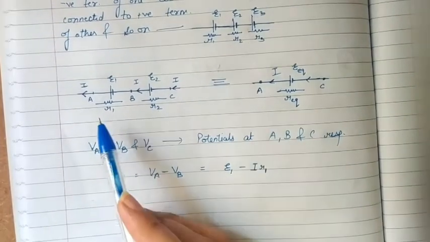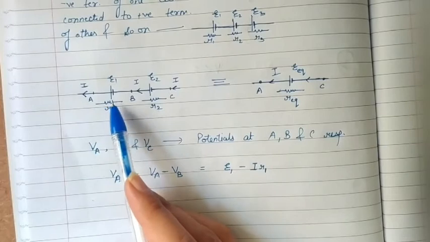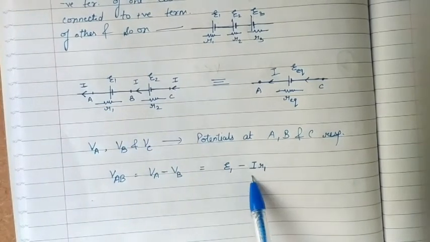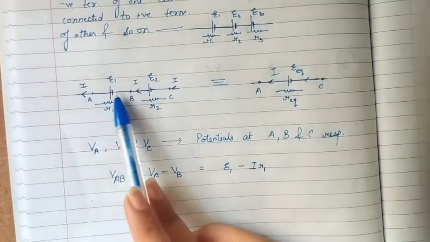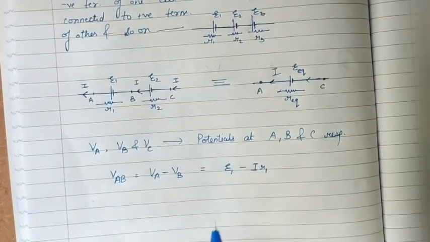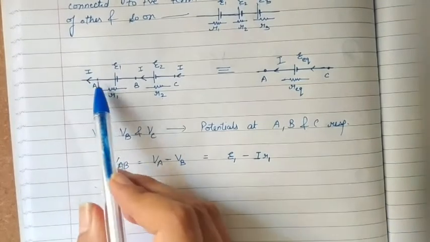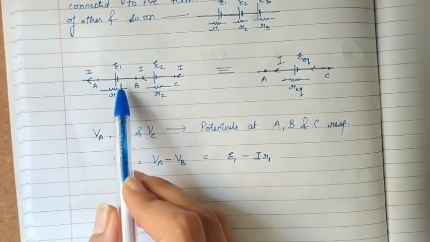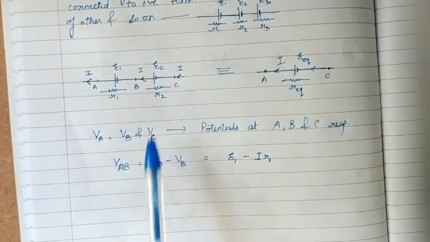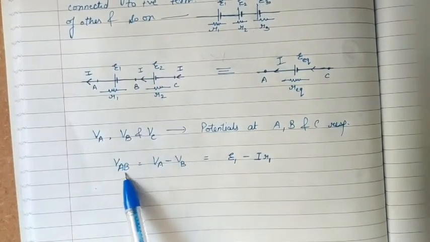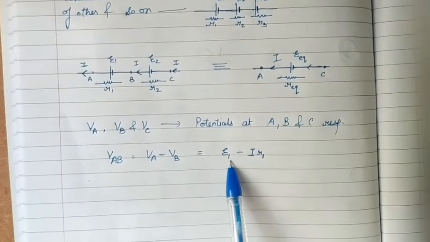अगर इस सेल में से कोई भी करंट पास ऑन नहीं होगा या बिल्कुल भी पोटेंशियल ड्रॉप नहीं होगा, then this factor will be 0. In that case, the potential difference VAB is equal to epsilon 1. But here we are considering the current I flowing through the cell, so there will be a potential drop of IR1.